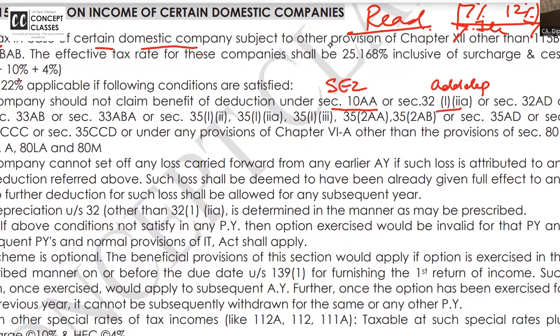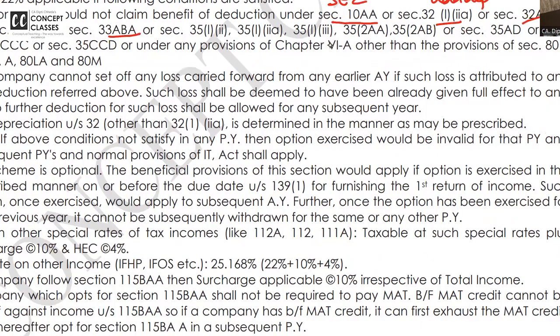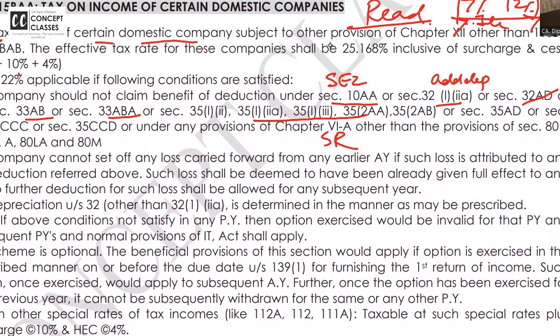32AD is anyway not there now. 33AB, 33ABA, all these, if you want, write down. Tea, coffee, rubber development, where you set aside 40% of profit and get a deduction. All this is scientific research. Are you writing with me and is it clear? You get a scientific research deduction, right?